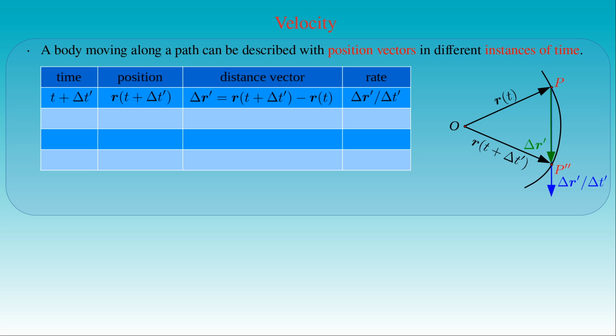Let us choose another point P prime on the curve between P and P double prime. Now the position vector pointing to the point P prime is given by r(t plus delta t), where the difference delta t is less than delta t prime. The new difference vector pointing from the point P to P prime is labeled with delta r. The ratio delta r divided by delta t is also depicted in the figure. Now we can fill the next row in the table with the new data. At the time t plus delta t, we have the position vector r(t plus delta t), the distance vector delta r of the positions r(t plus delta t) and r(t), and the ratio delta r divided by delta t.